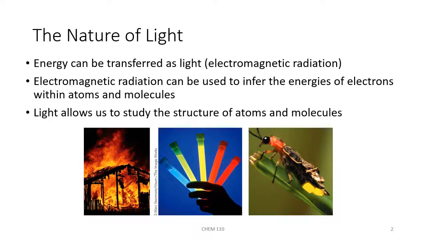Energy can be transferred as light. Visible light is just one region of the full electromagnetic spectrum. Electromagnetic radiation can be used to determine the energies of electrons within various atoms and molecules. It also allows us to study the structure of atoms and molecules. Spectroscopy is a whole branch of chemistry that deals with a sample of matter being interacted with different forms of electromagnetic radiation, and it allows us to determine different properties of our compounds.